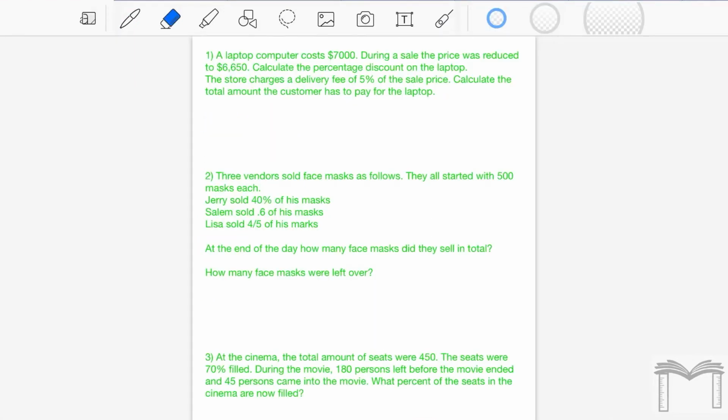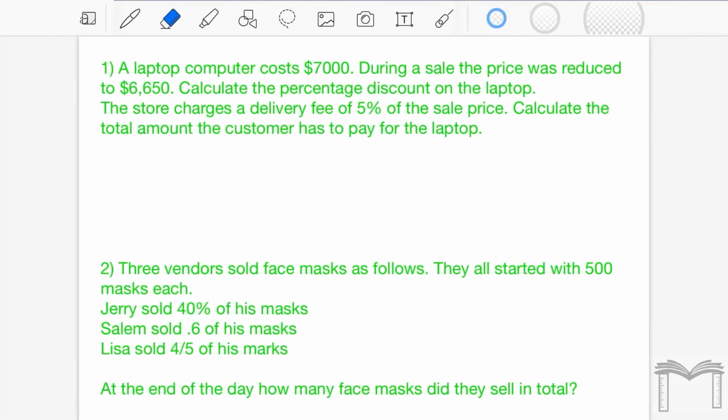Percentages, worded problems. You can try any of these questions before I solve them. Number 1. A laptop computer cost $7,000. During a sale, the price was reduced to $6,650. Calculate the percentage discount on a laptop. So we will call that part A. Let's begin with part A.